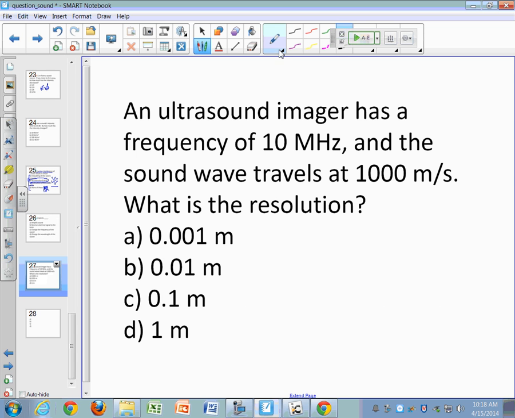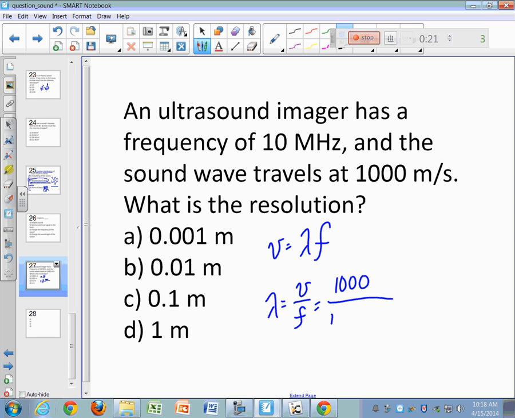And an ultrasound imager has a frequency of 10 megahertz, and the sound wave travels at 1,000 meters per second. What is the resolution? I'm going to help you all with this. I know y'all ready to go. V is equal to lambda times frequency, right? We want to know lambda, so that's V over the frequency. V is 1,000. 10 megahertz, that's 10 million. All right, so I can cancel out my zeros here. So that would be like 1 over 10,000.